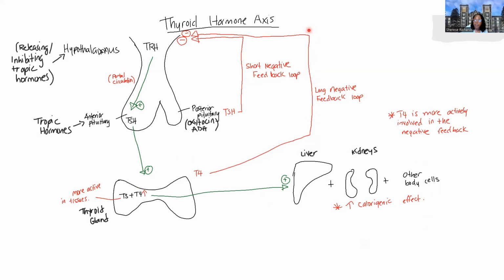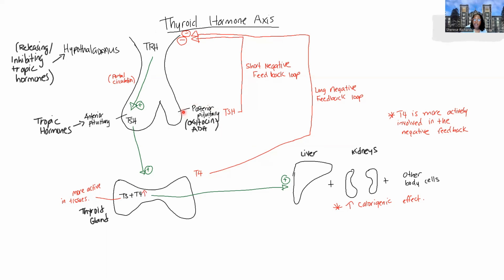So it can go all the way up and tell the hypothalamus to stop producing thyroid releasing hormone, which will shut off the axis. Or we also have the posterior pituitary, the anterior pituitary. The release of TSH here can also have a short negative feedback loop and also have a negative effect on thyroid releasing hormone.